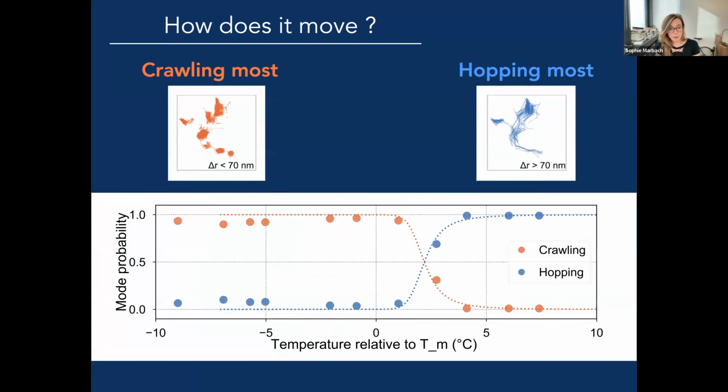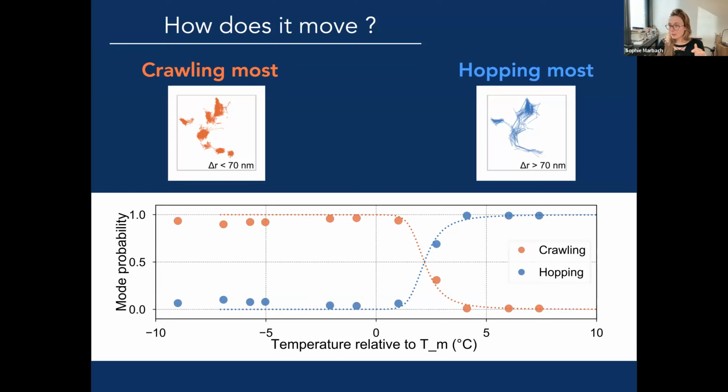And then here I will plot the probability to be in either mode. So in orange to crawl and in blue to hop, relative to the melting temperature. And we were super happy to see that there's a very big difference between the mode that is apparently most favored with respect to temperature. So crawling dominates at low temperatures and hopping dominates at high temperatures. So what's going on?